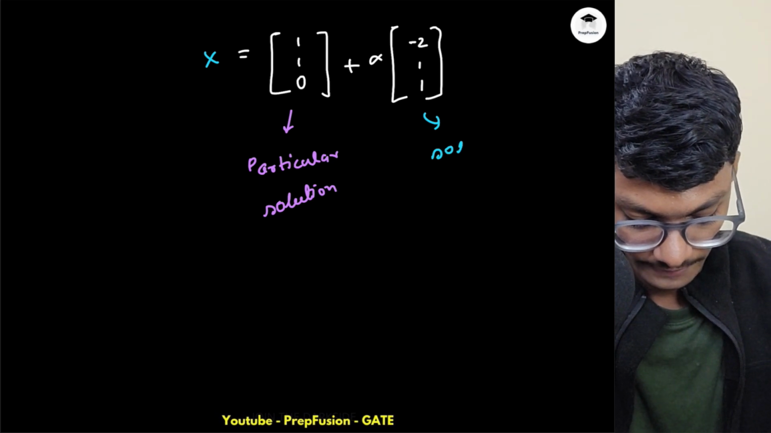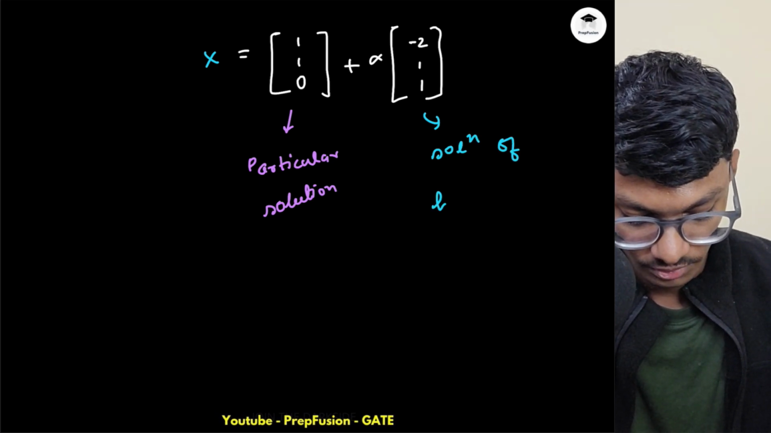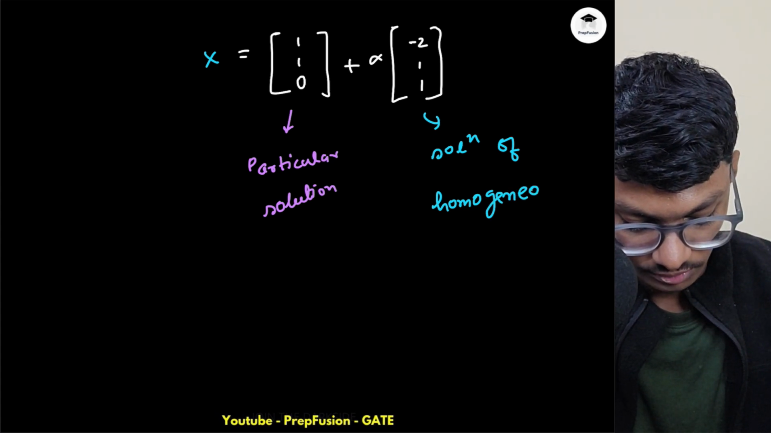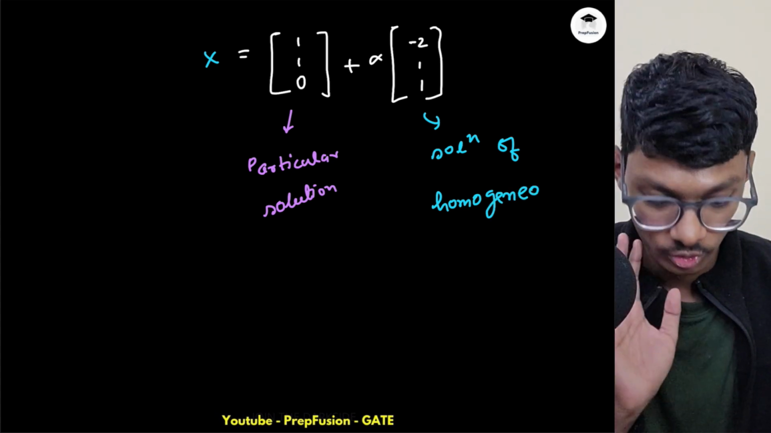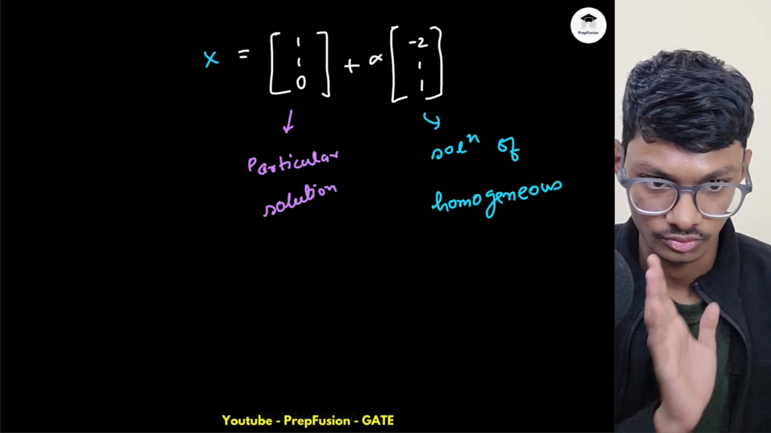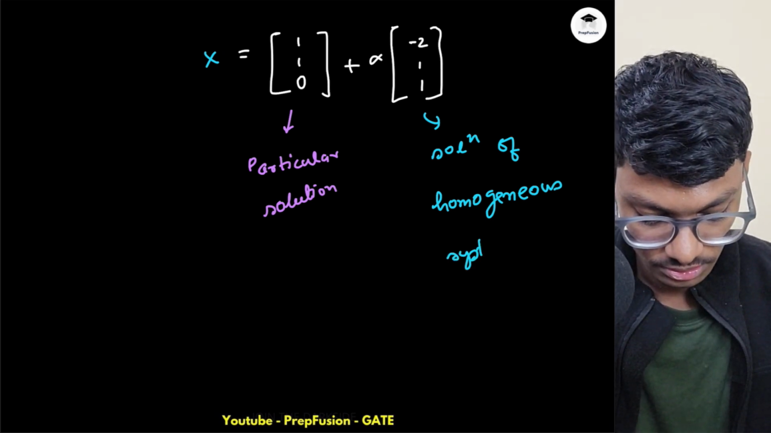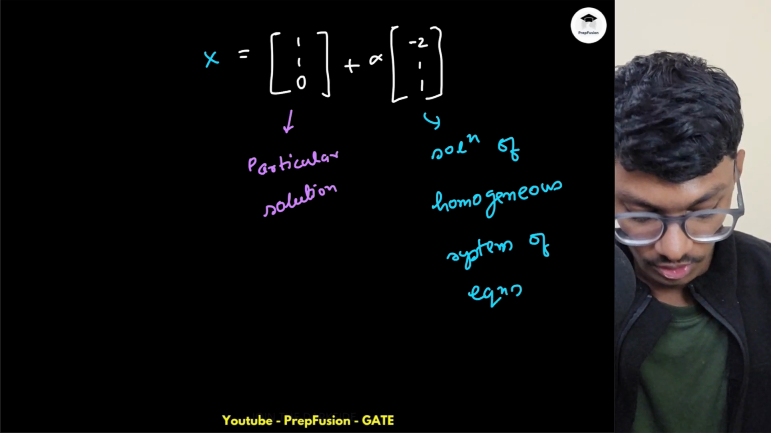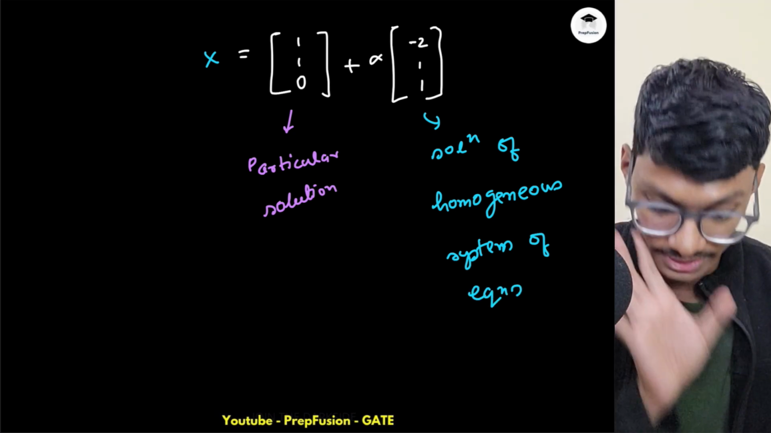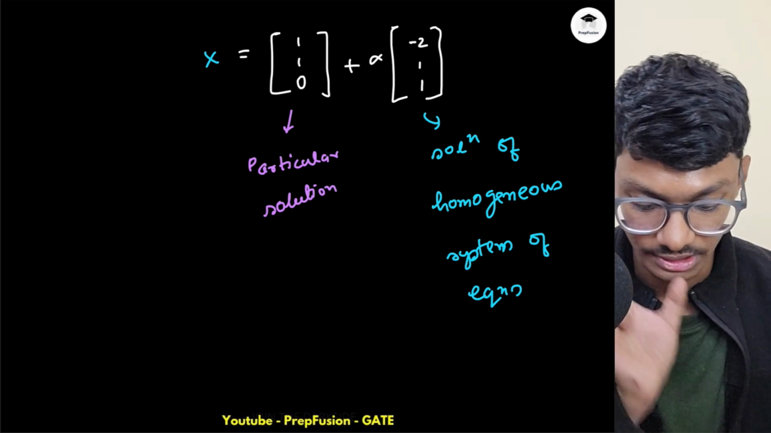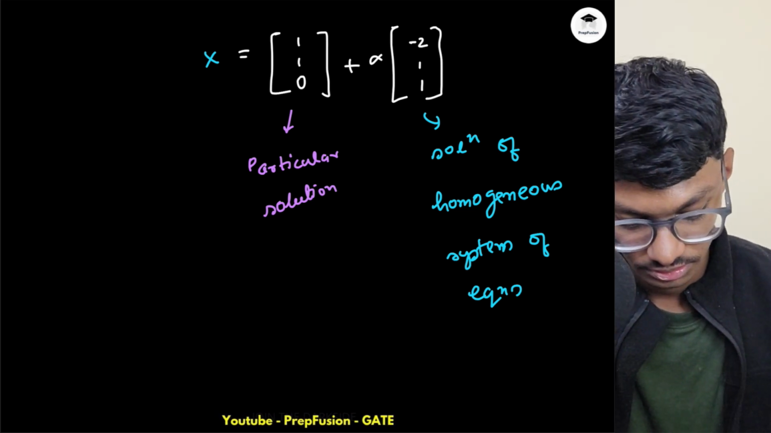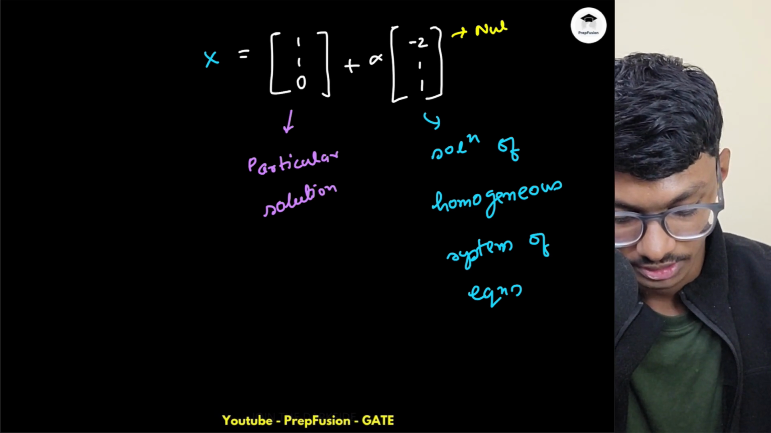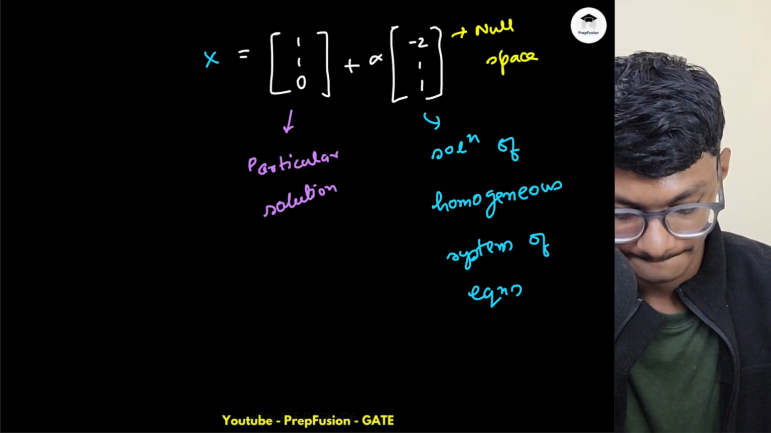Solution of homogeneous equation. What do you mean by homogeneous? I will tell you. Okay, don't go into too much detail. We'll learn this later on. Don't worry. Homogeneous system of equations. Also, this is called null space. We'll understand this null space in much, much detail. Don't worry about this. Null space has particular names. We'll understand about this later on.